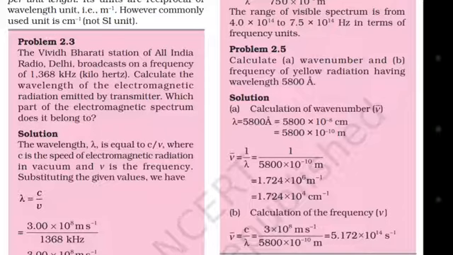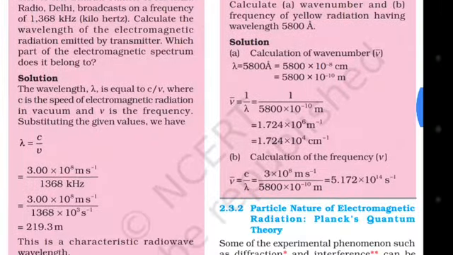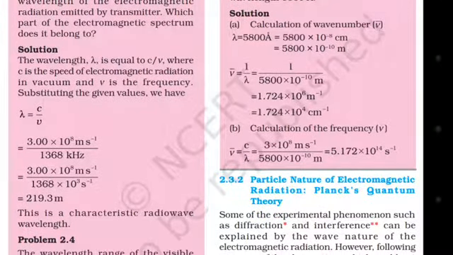Lambda is equal to 5800 angstrom, which is equal to 5800 into 10 to the power minus 8 centimeter, which is equal to 5800 into 10 to the power minus 10 meter. Nu bar is equal to 1 by lambda is equal to 1 by 5800 into 10 to the power minus 10 meter, which is equal to 1.724 into 10 to the power 6 per meter, meaning meter to the power minus 1, which is equal to 1.724 into 10 to the power 4 per centimeter.